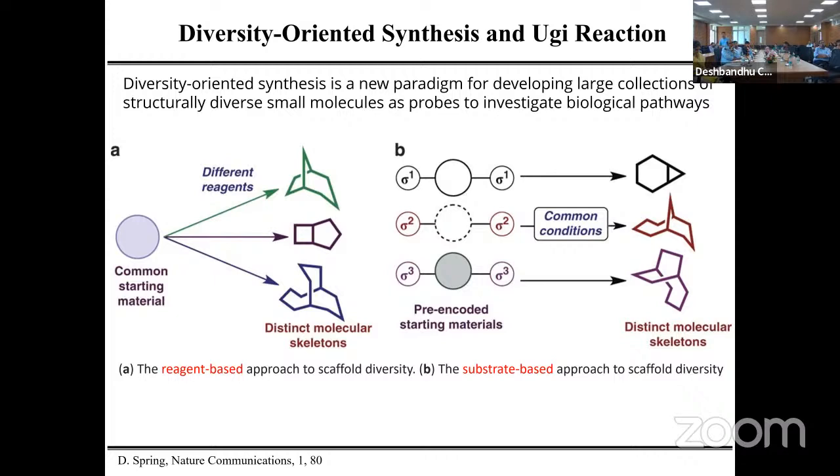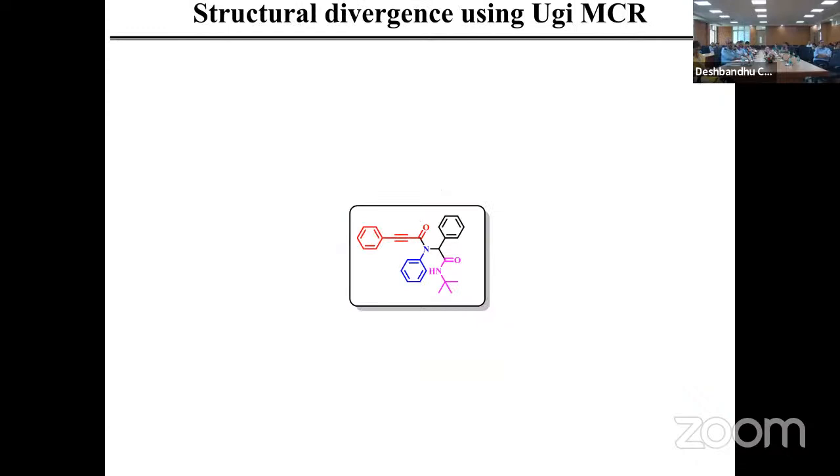Another approach, which is generally called a substrate-based approach and is a little bit more uncommon, is one in which the substrates are synthesized in such a manner that a common condition would give a different mode of cyclization to give different skeletally diverse molecules. Taking the hypothesis from diversity-oriented synthesis and isocyanide-based multi-component reactions, we also hypothesized whether we can design a precursor in such a manner that different catalysts and reagents would lead to different heterocyclic molecules.